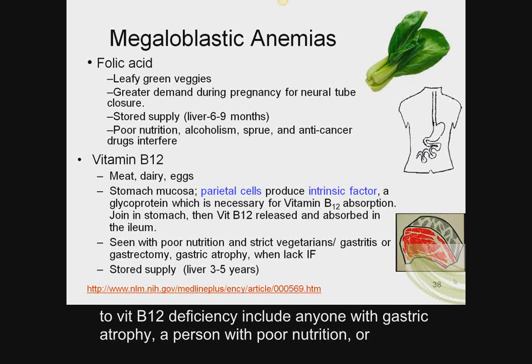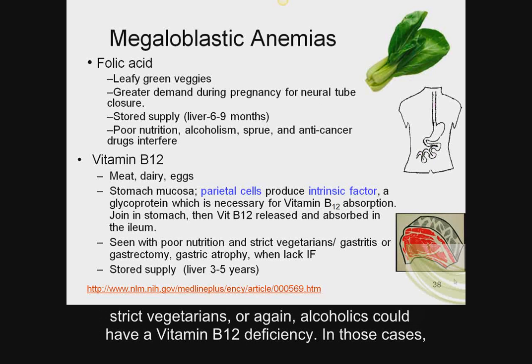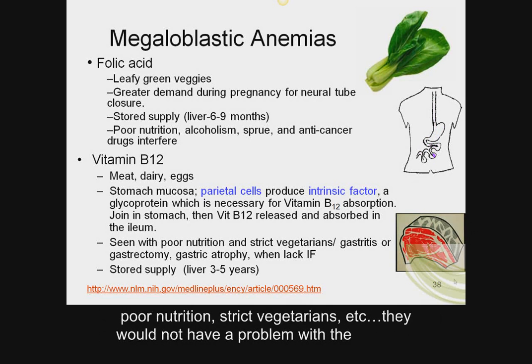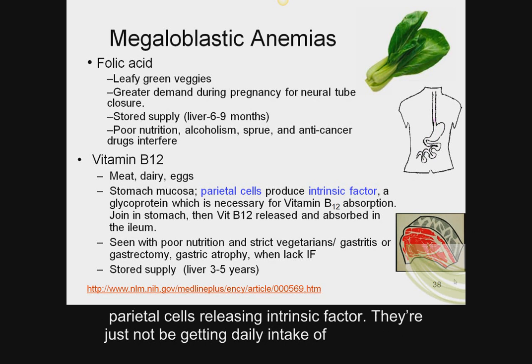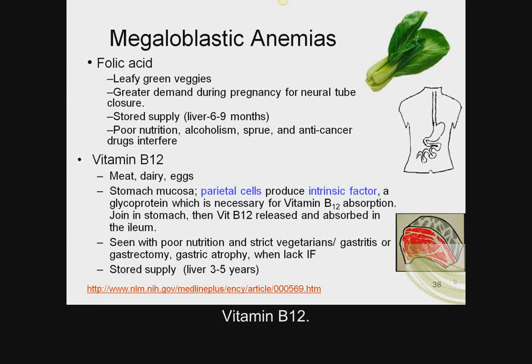Other conditions that can lead to vitamin B12 deficiency include anyone with gastric atrophy, a person with poor nutrition, strict vegetarians, alcoholics again. In those cases, poor nutrition, strict vegetarians, etc., they would not have a problem with the parietal cells releasing intrinsic factor. They're just not getting daily intake of vitamin B12.